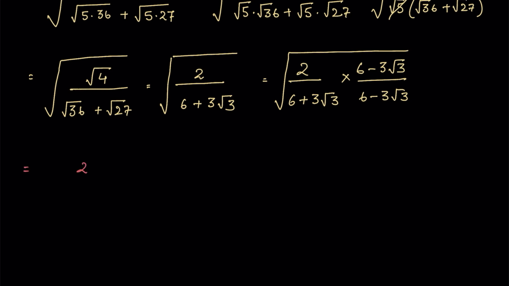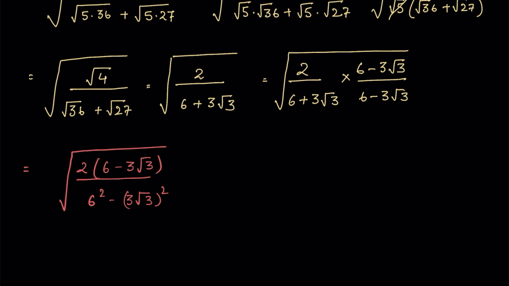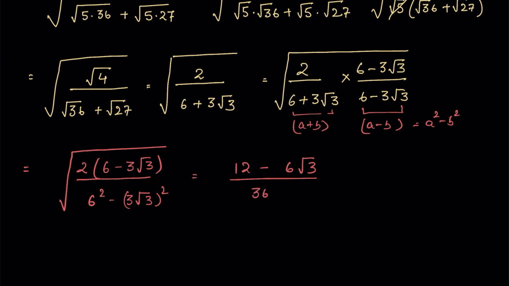So 2 times 6 minus 3 times square root of 3 upon, this is in the form of differences of square, so 6 square minus 3 times square root of 3 whole square, because it is in the form of a plus b times a minus b, and this we can write a square minus b square, called differences of square. Now this is equal to 12 minus 6 times square root of 3 upon 6 square is 36 minus 3 square times square root of 3 square. Now we can cancel square root with this square.